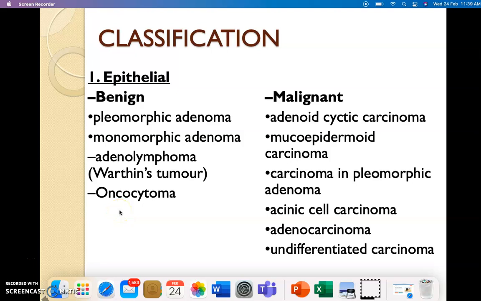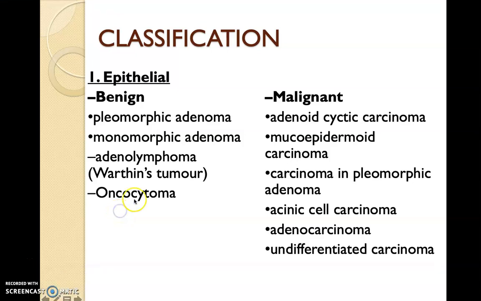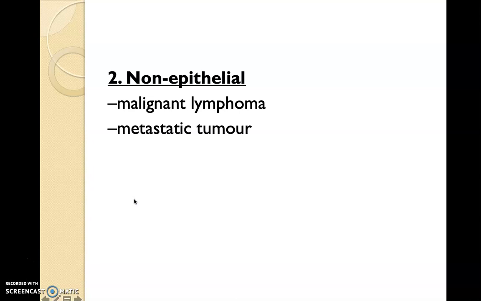Okay, now we are going to the non-epithelial one. If it's non-epithelial, it means it's not of epithelial origin, so it might be from the lymph. So it may be malignant lymphoma from the lymph node, or it's from a metastatic tumor. So it means, for example, from the breast or from prostate cancer. So it's something which is metastasized from other organs.